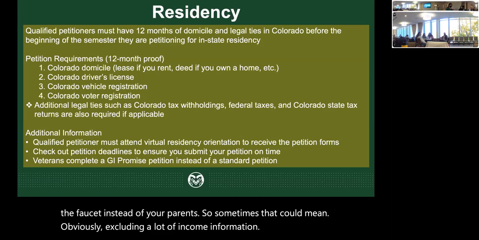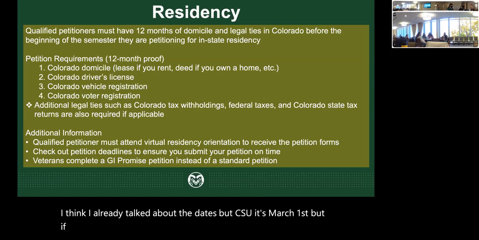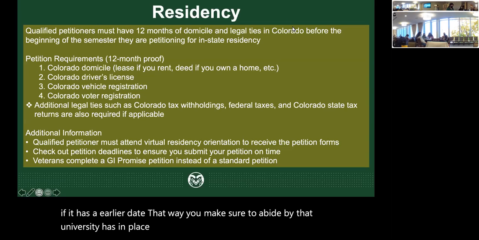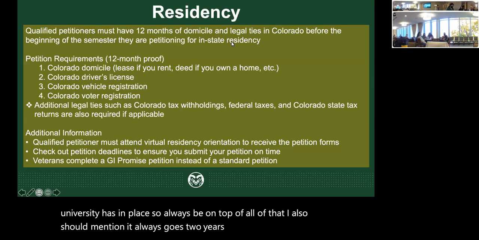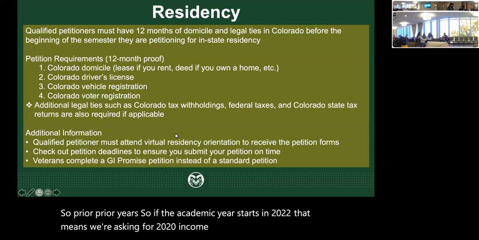I think I already talked about the dates, but at CSU, it's March 1st, but if you're applying to other universities, you might want to find out if it has an earlier date. That way you make sure to abide by what that university has in place. So always be on top of all of that. Oh, I also should mention, it always goes 2 years back for taxes, so prior years. So if the academic year starts in 2022, that means we're asking for 2020 income information for yourself.